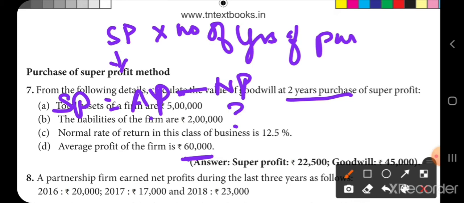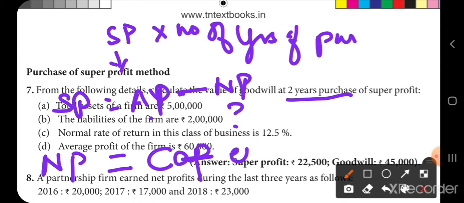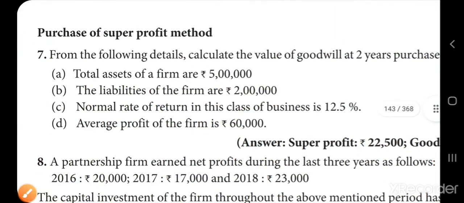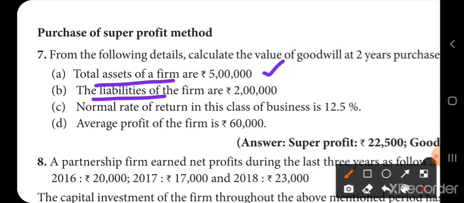Now apply the formula for normal profit. Normal profit is equal to capital employed into normal rate of return. Normal rate of return is 12.5%, you know, but you don't know what is capital employed. So you should find out capital employed. What is the formula? Assets minus liability. That is fixed asset plus current asset minus current liability. But in this problem, they have given total assets and total liability. So 5 lakh minus 2 lakh, you get 3 lakh as capital employed.